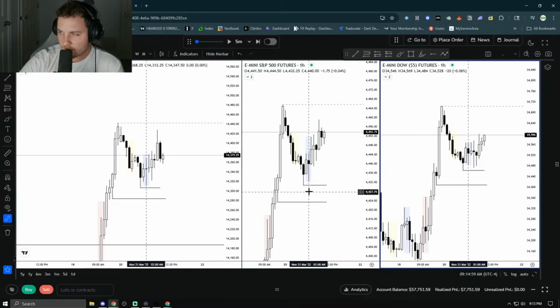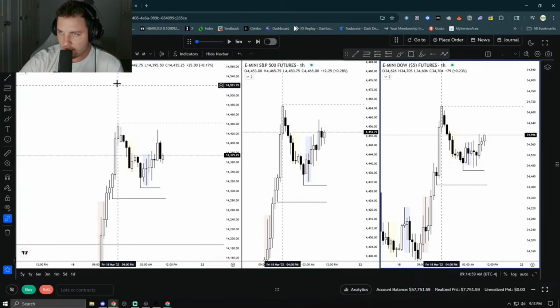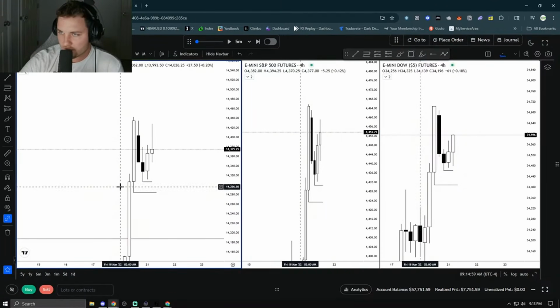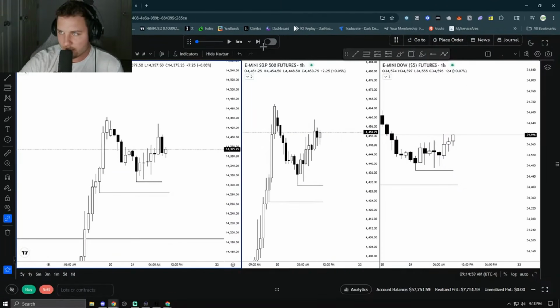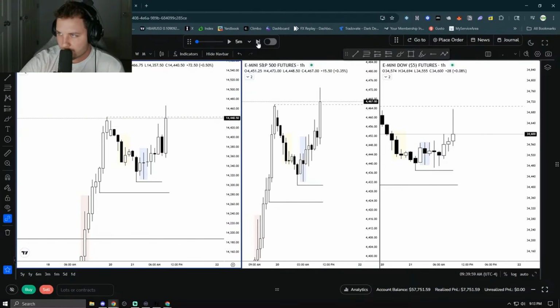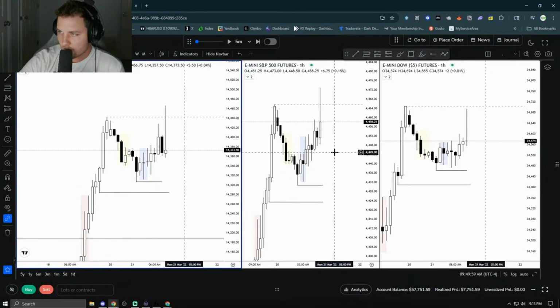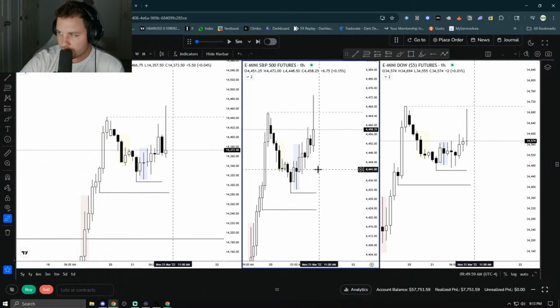So I would suspect I don't really have a clear failure swing, failure swing, failure swing. So 9:30 has to manipulate. So we would look for a 10 a.m. continuation. Okay, so it looks like we want to go lower.